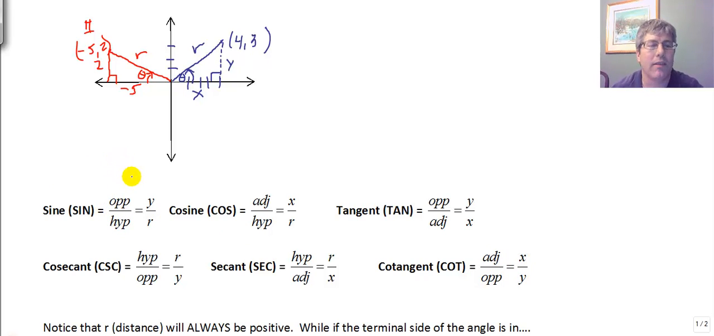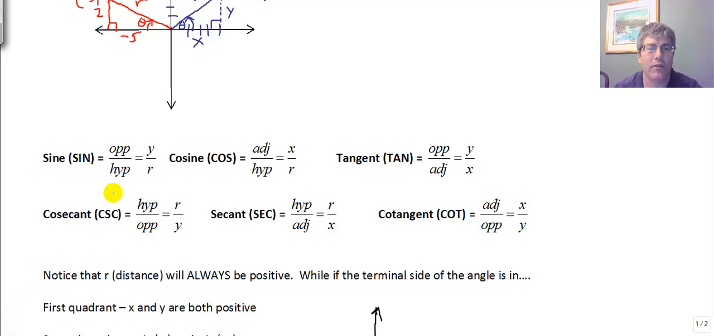And one of the things I use to memorize this is it's really in alphabetical order. Cosine comes before sine, c comes before s in the alphabet, and x comes before y. So sine is y over r, cosine is x over r, and then tangent, opposite over adjacent, is y over x. So we can use our alphabet to help us out. And then the reciprocals, well, then you'll have to flip those.